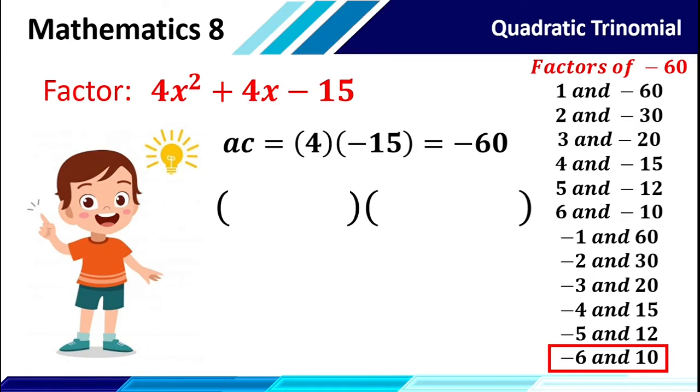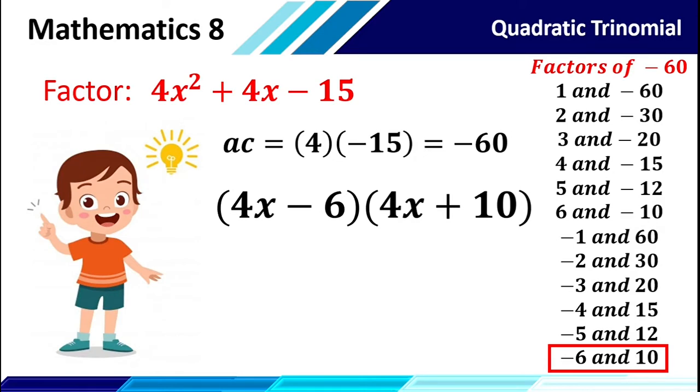Our next step is to copy the leading coefficient and variable in our binomials. So we will have 4x. And then, we need to input the factors of negative 60 in our binomial as well. So we will have 4x minus 6 times the quantity of 4x plus 10.